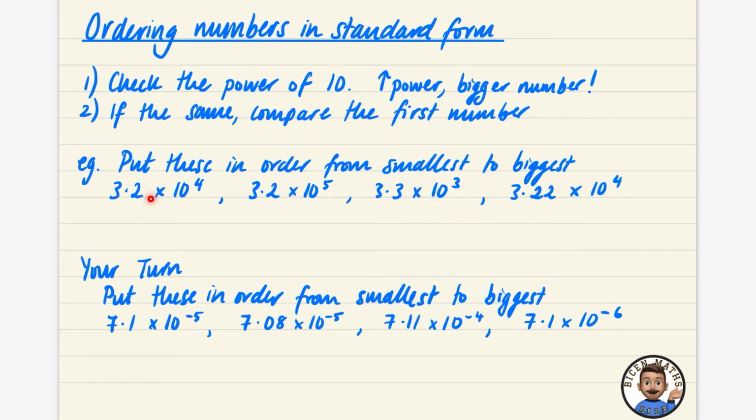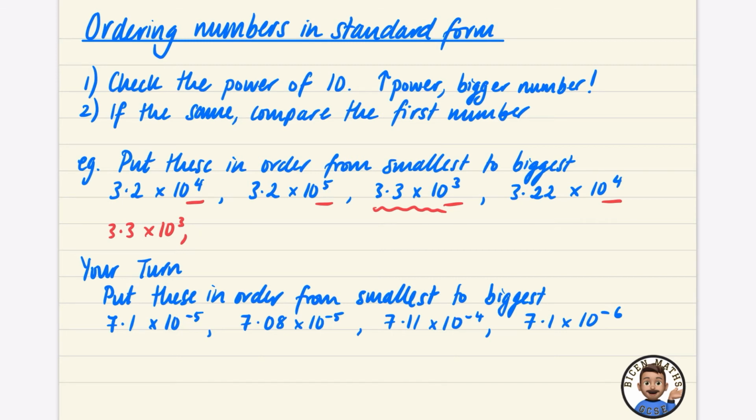So I'm going to put these ones in order from smallest to biggest using these instructions, and then you're going to have a go at putting these ones in order from smallest to biggest afterwards. So the first thing I'm going to do is I am going to check the power of 10. Well, I've got a 10 to the power of 4, 5, 3, and 4. So this one, 3.3 times 10 to the power of 3, that's going to be the smallest one because it has the smallest power of 10. So that one I've dealt with.